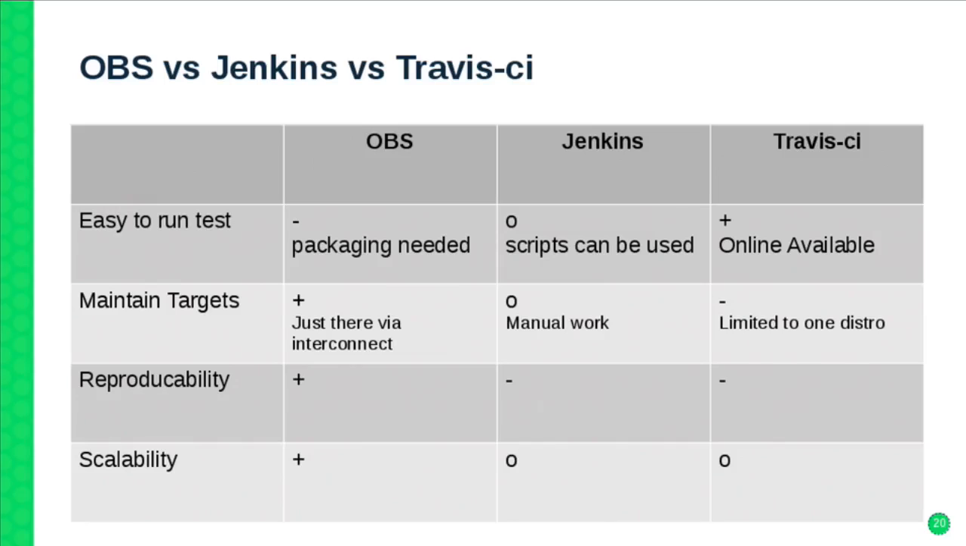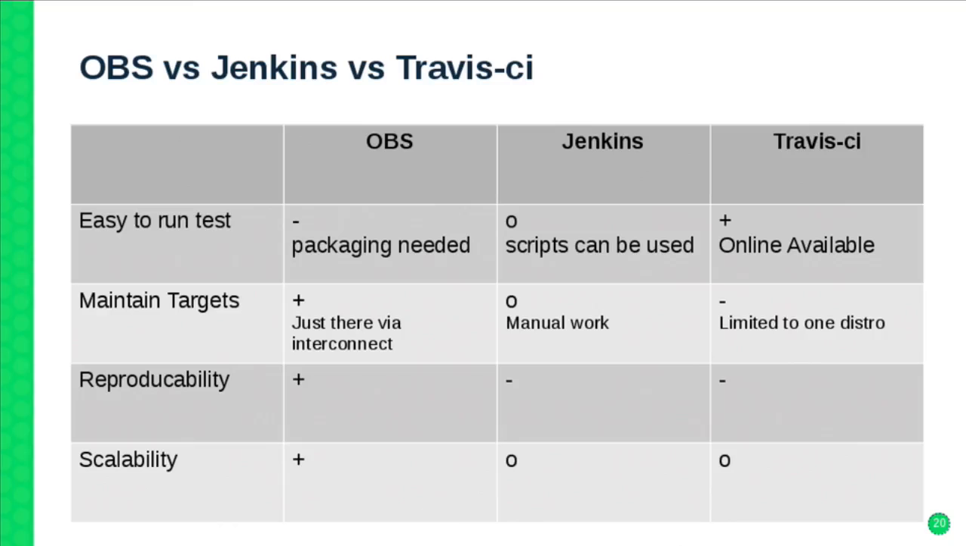And if we compare build service with Jenkins and Travis CI, all of them have their pros and cons. The biggest disadvantage of build service is that you need to package your test cases. You need to package your source and you need to package your test cases. If you do it anyway because you want to ship it, it's not a big problem. If you only want to deploy it on your one server, it's maybe too much overhead.